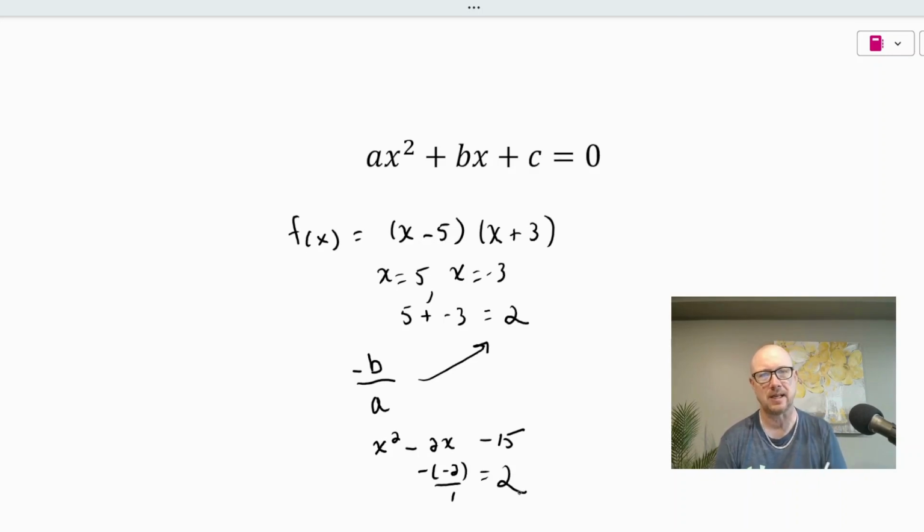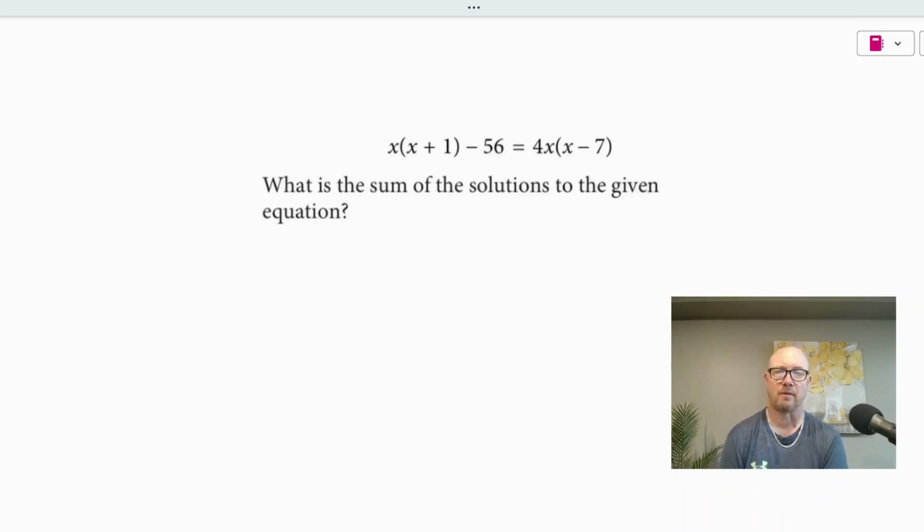Now let me show you an SAT problem that uses this concept. Okay, so here's one. We have x times x plus 1 minus 56 equals 4x times x minus 7. What is the sum of the solutions of the given equation? All right, so if you didn't understand this formula, you might have to go through and try to solve this, where really all we have to do is simplify this and get everything on one side and then use this formula. All right, so let's do this.